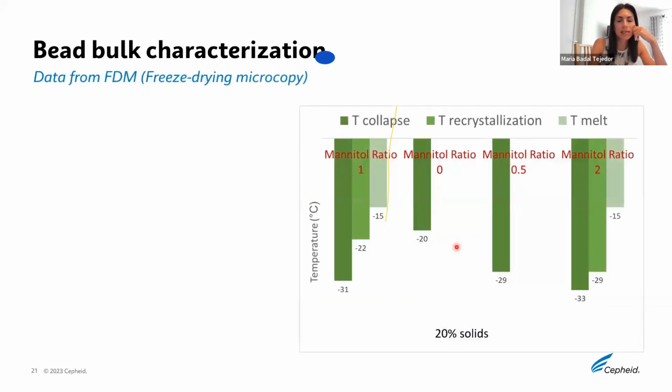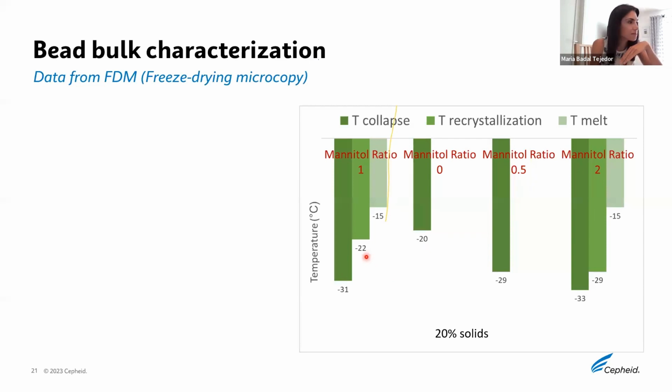But if we translate this into numbers, what we can see for the different solutions is that the recrystallization behavior of the mannitol usually occurs when mannitol is present in a ratio of 1 or larger than 1. And in the case of a mannitol ratio of 2, so a larger amount of mannitol in our solution, we see this recrystallization front even earlier after collapse has happened. So we have a lower temperature gap between these two events, which will be beneficial later on for our drying.